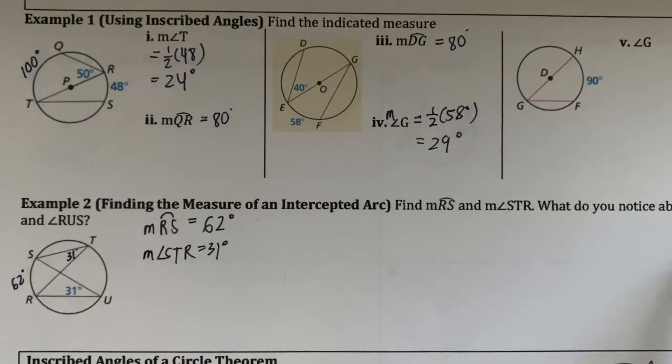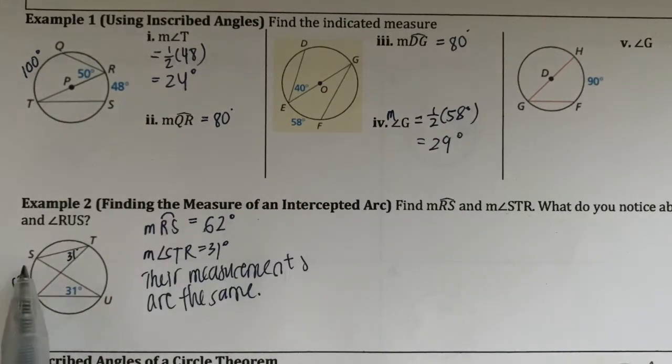Now we're asked to say what we notice about angle STR and RUS, and we see that they have the same measurement. This occurs because they have the same intercepted arc. Notice that the endpoints of the angle are at S and R. This implies the next theorem, actually.